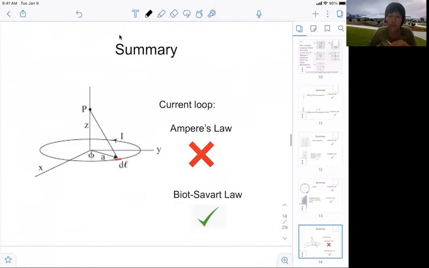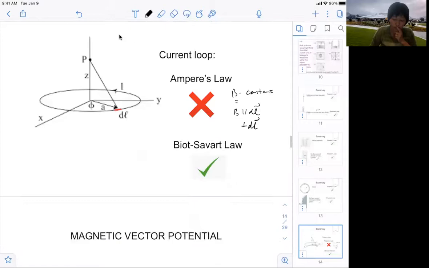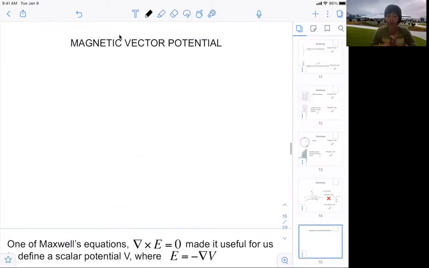The one thing that's tempting to use Ampere's law for is a loop, but don't use Ampere's law because it's not useful. We need to use Biot-Savart law. Because you cannot find a loop where B is everywhere constant on that loop, and also you cannot find a loop where B is everywhere parallel or perpendicular to the loop. So that's why Ampere's law cannot be used to find the B field for a loop. All right, so that's all for Ampere's law.